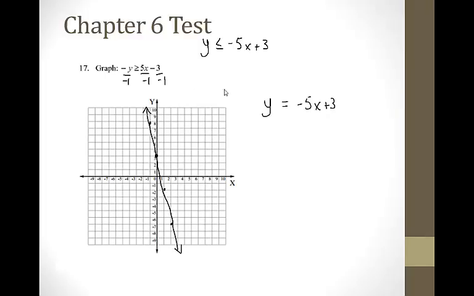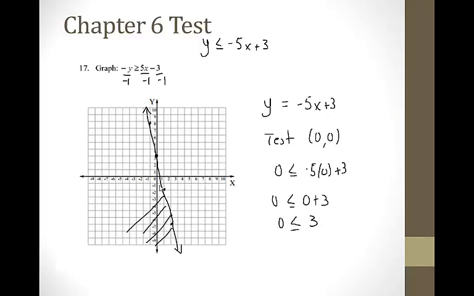Now we need to know where to shade, so we'll test a point. I'm going to test 0, 0. Is 0 less than or equal to 0 plus 3? Yes, 0 is less than 3, so we shade on the side with 0. And there we go.